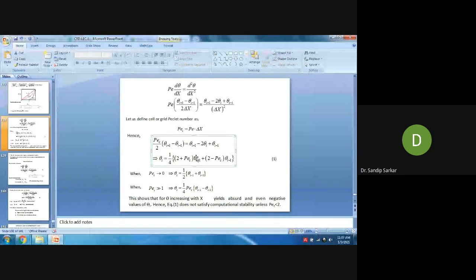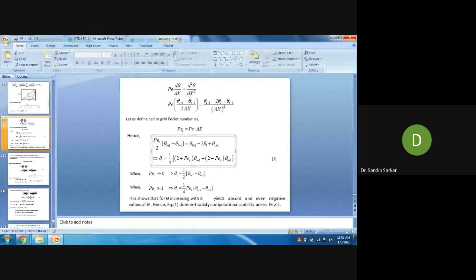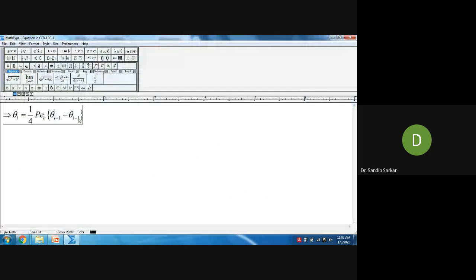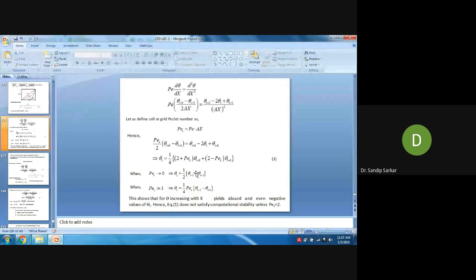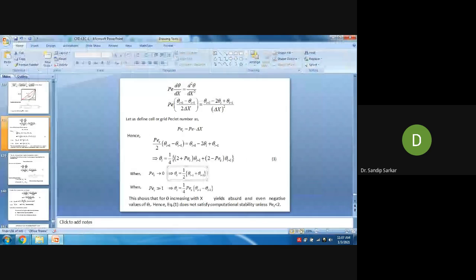I think there is a mistake here. It should be theta I plus 1. I don't know how this mistake came here. This is theta I plus 1. So we are simply writing this equation as theta I equal to 1 by 4 times [(2 plus PEC) theta I minus 1 plus (2 minus PEC) theta I plus 1]. Basically, theta I is a function of theta I minus 1 and theta I plus 1. Let us see what is happening.